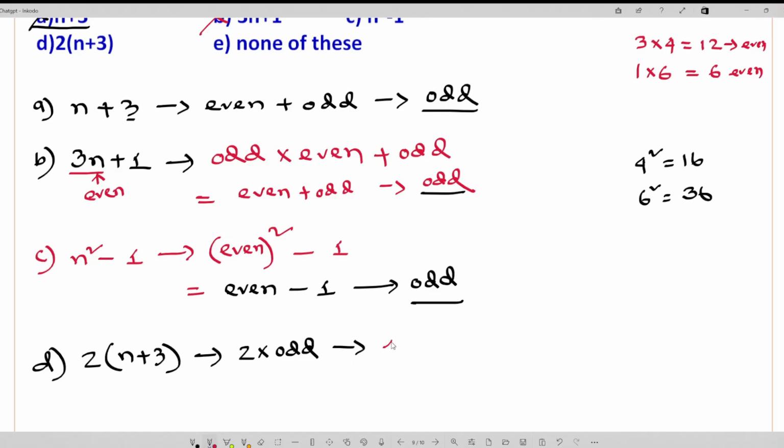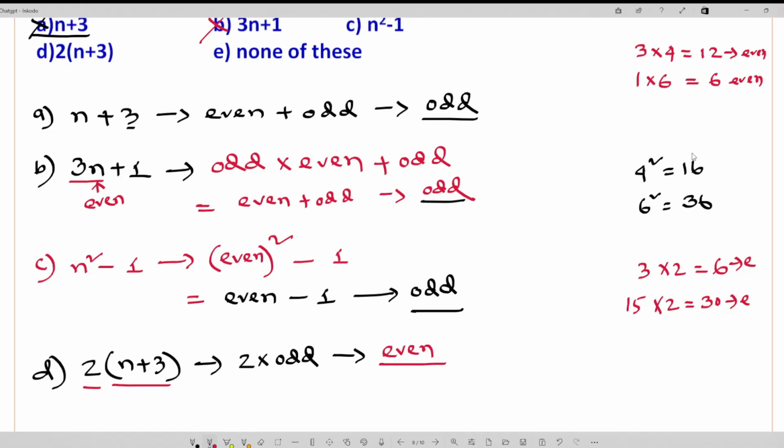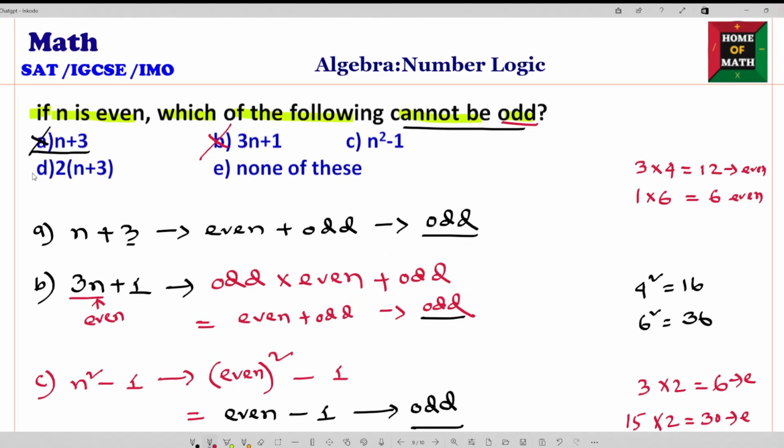becomes an even number, right? Like 3 is an odd number, times 2 it will be 6. It's an even number. Suppose 15 is an odd number, times 2 it will be 30. It's an even number. So 2 times n plus 3 will become an even number, right? So in this question, the correct answer is option D, which is 2 times n plus 3.